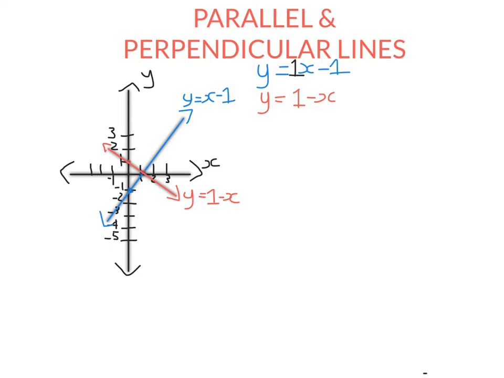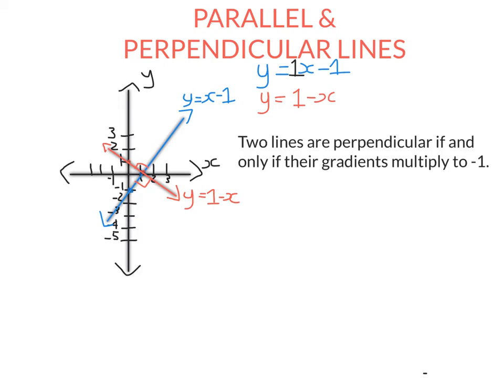Now these two lines are clearly not parallel because they intersect. It turns out that they intersect at right angles, and the word we have for that is perpendicular. These two lines are perpendicular to each other because they intersect at right angles. So it turns out that the reason these two lines are perpendicular is because their gradients multiply to minus 1. Another way to say that is the gradient of the first line times the gradient of the second line equals minus 1, or equivalently, the gradient of the first line is minus 1 over the gradient of the second line.